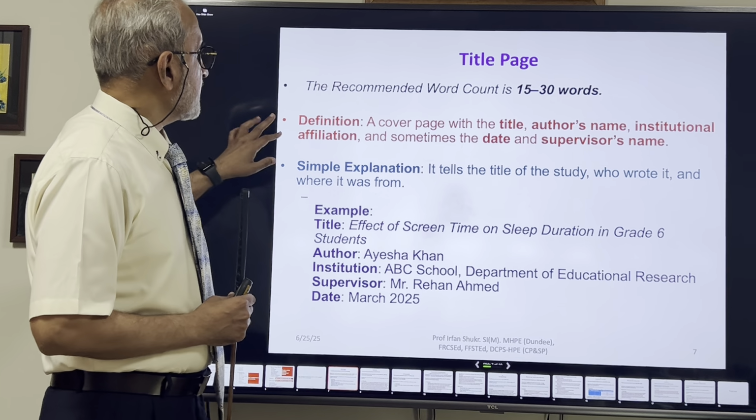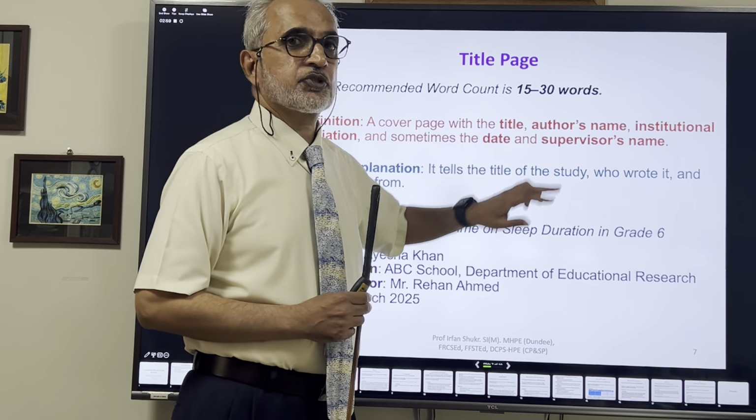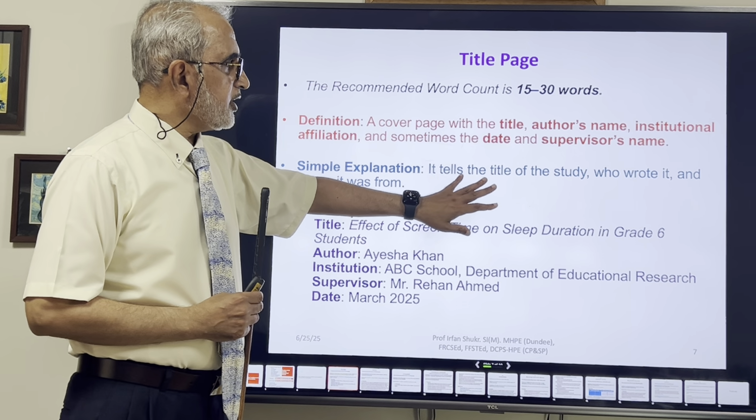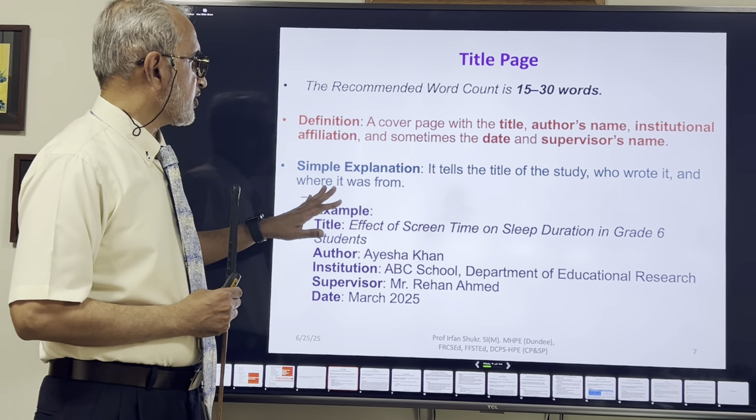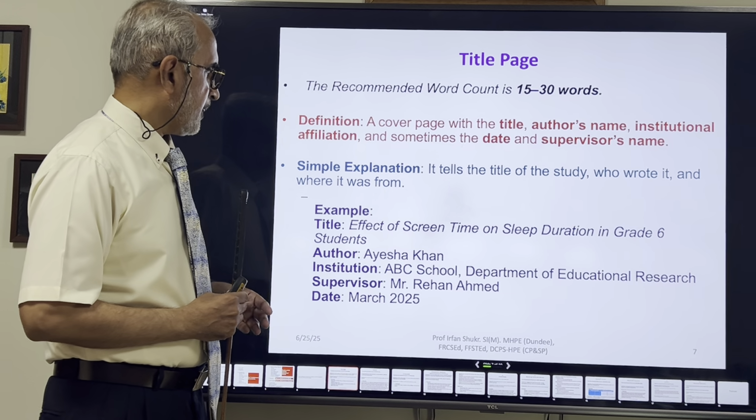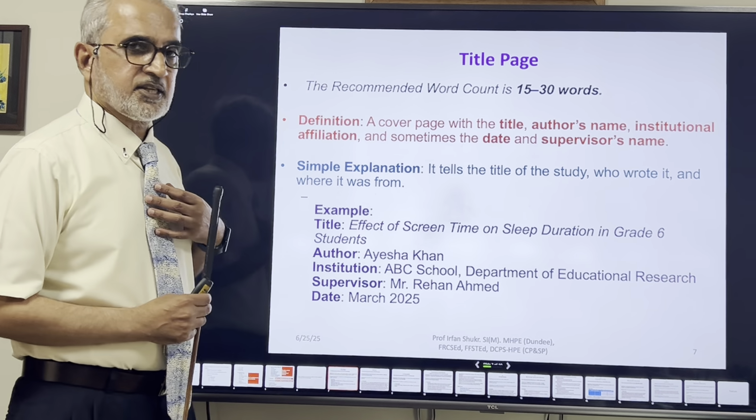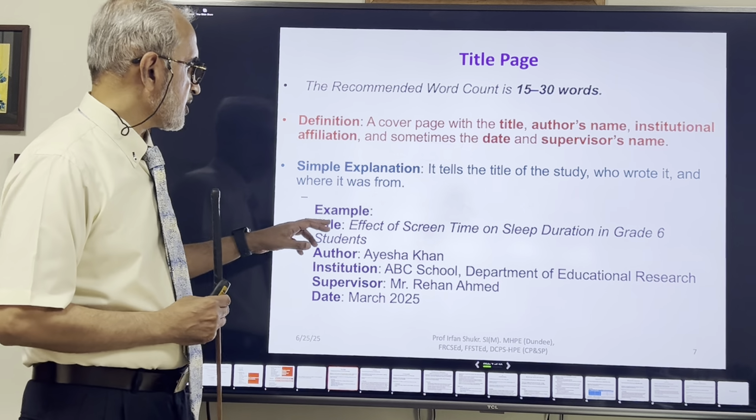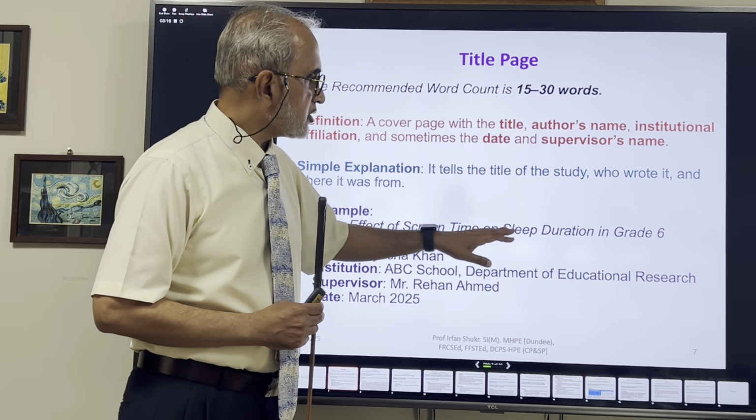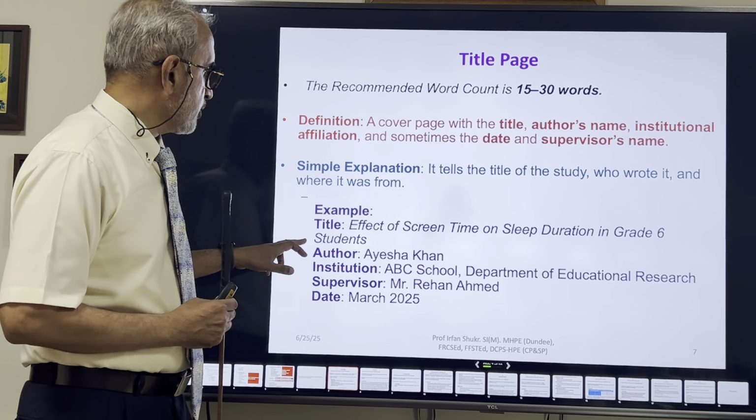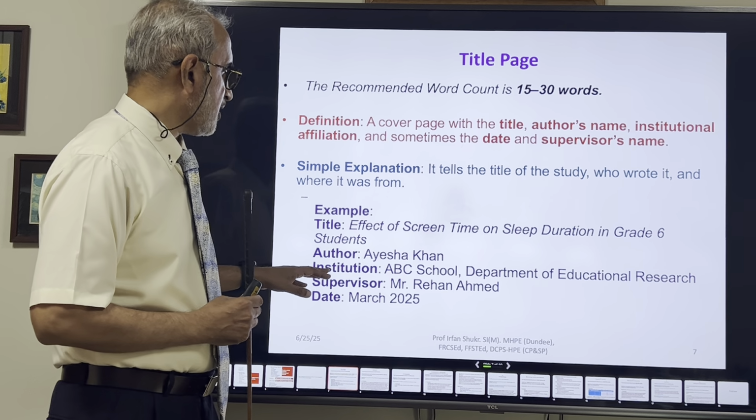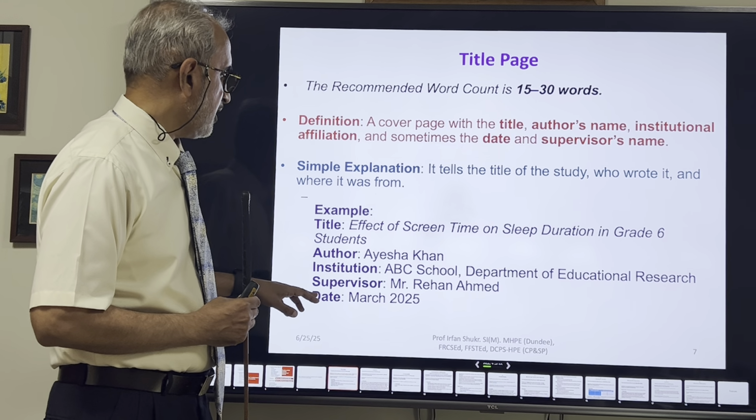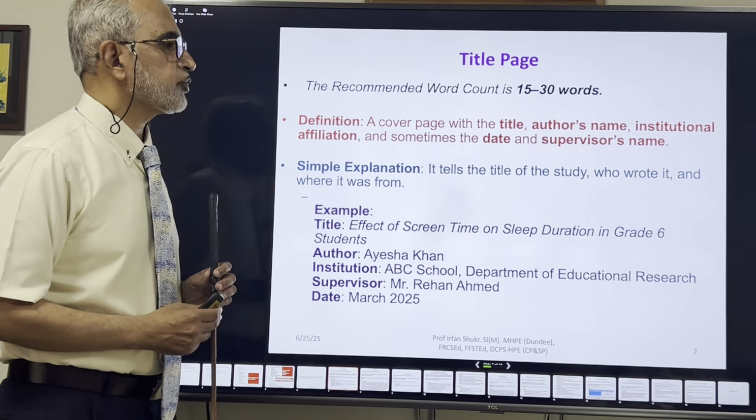In fact, this is the list of authors which you write. It tells the title of the study, who wrote it, and when it was written. For example, the title of my research, which I have taken as an example, which is a hypothetical research, is Effect of Screen Time on Sleep Duration in Grade 6 Students. And the author is Aisha Khan, institution ABC School, and supervisor Mr. Rehan, and date is March 2025.